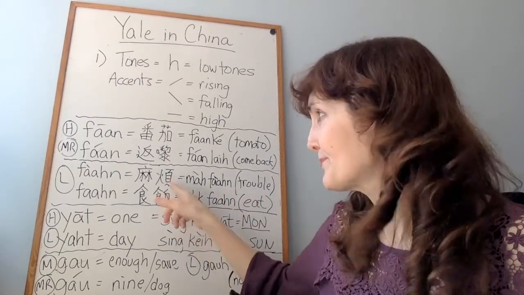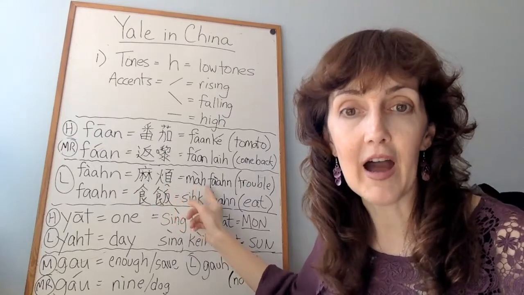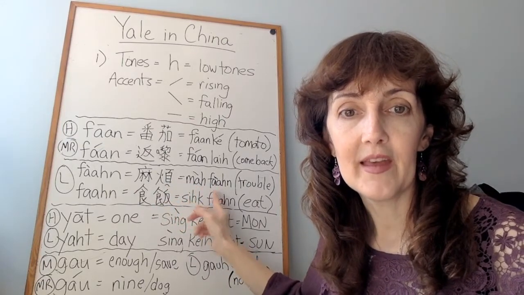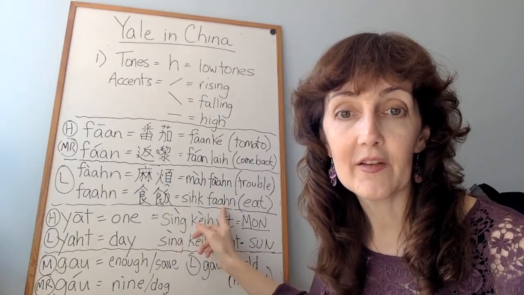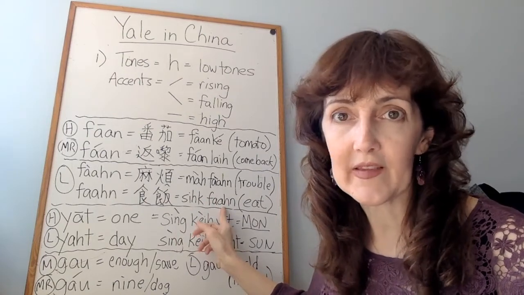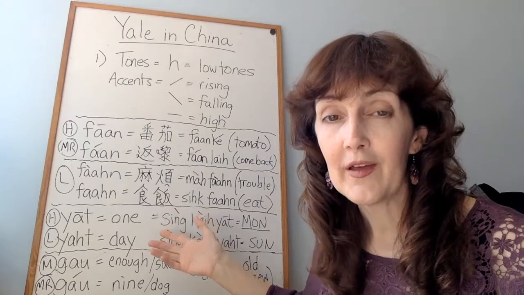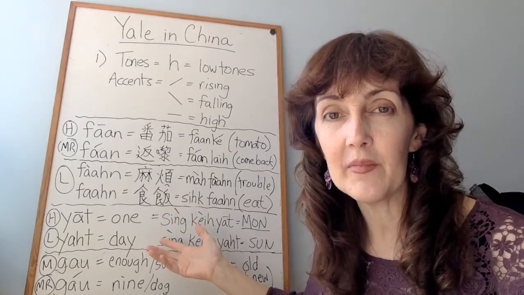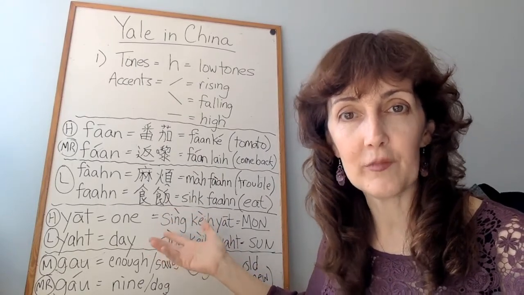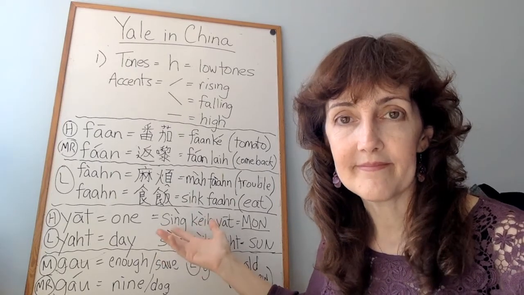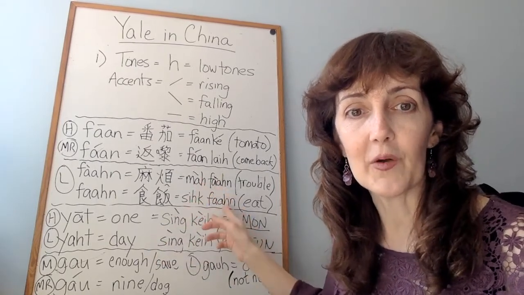So you've got this one, ma fan, and then sik fan. Okay, so that's why probably this book says you can get away with fewer tones, because the low falling and the low tone, there's not a lot of difference between them, so don't worry about that too much. But that's an example of low falling and the low tone.